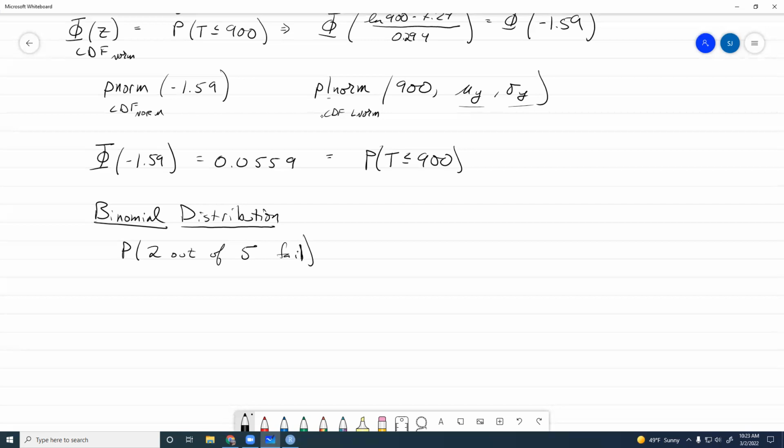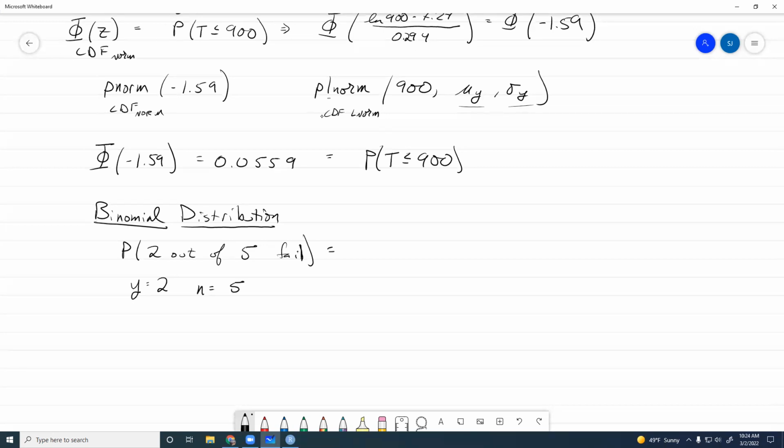Two out of 5. So for the binomial distribution, I think it's just y and n that the factors are. So y is equal to 2 things happening, right? In this case, failure is success. Success just means something happens. It happens or it doesn't happen. In this case, the machines break down, so that happens. So y is equal to 2, and then n is equal to 5.